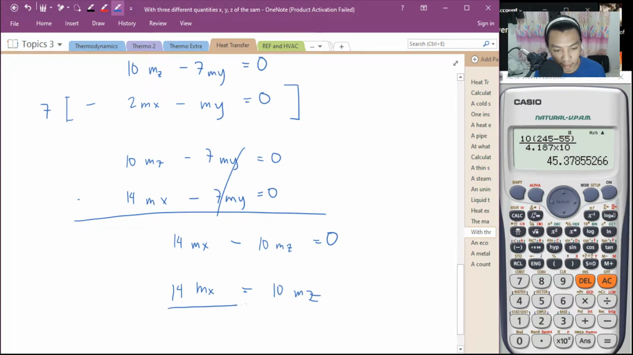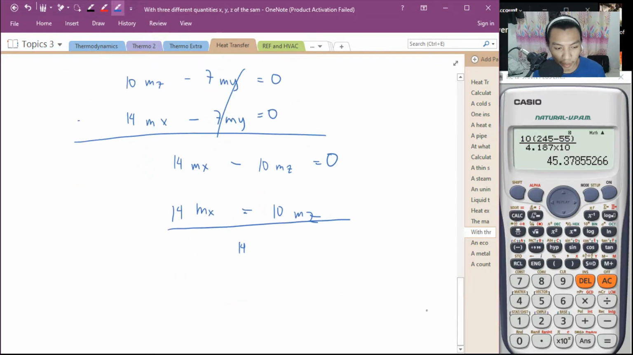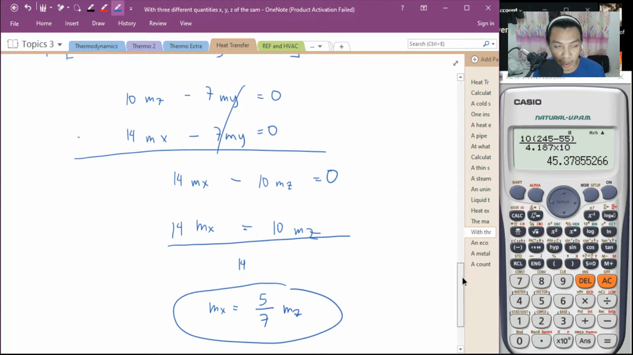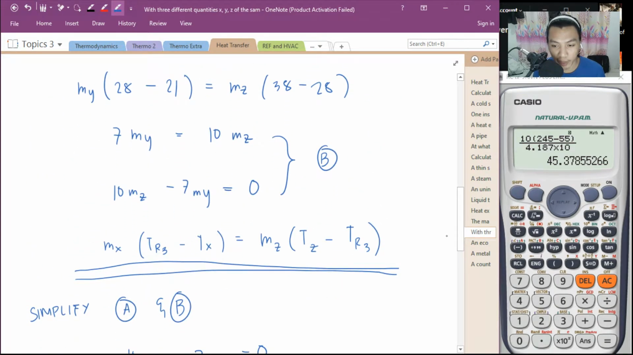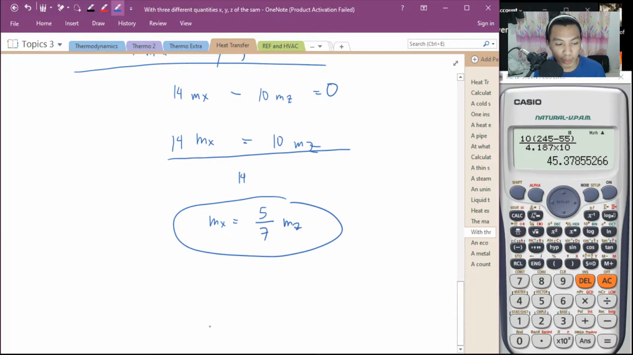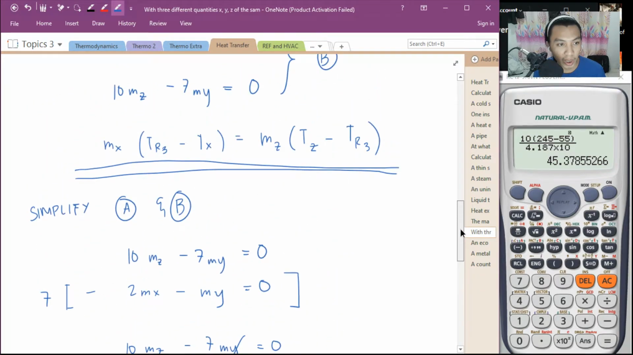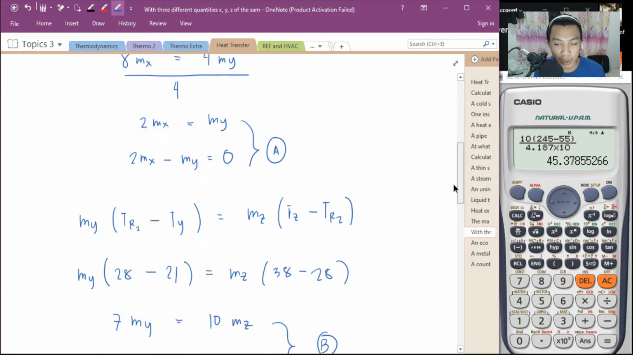Divide natin both sides by 14 para makuha ko si mx, 'di ba? Okay? Mx will become 5/7 mz. We now have the value for mx. Okay? Pwede nating i-substitute dito. So, 5/7 mz, yung TR3, minus TX. Okay, TX yan eh. What is TX? I think that is 9.